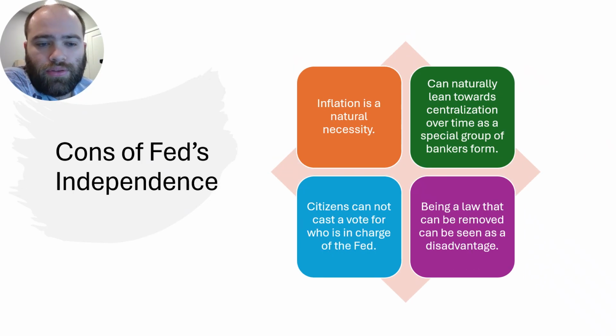Some of the cons of the Fed's independence are the natural necessity of inflation. Sometimes the Fed can also have a tendency to lean towards centralization because they become a specialized group of bankers. Citizens cannot necessarily cast a vote to hold those who run the Fed accountable, and it is still a law that can be removed, and that can sometimes be seen as a disadvantage instead of always an advantage.